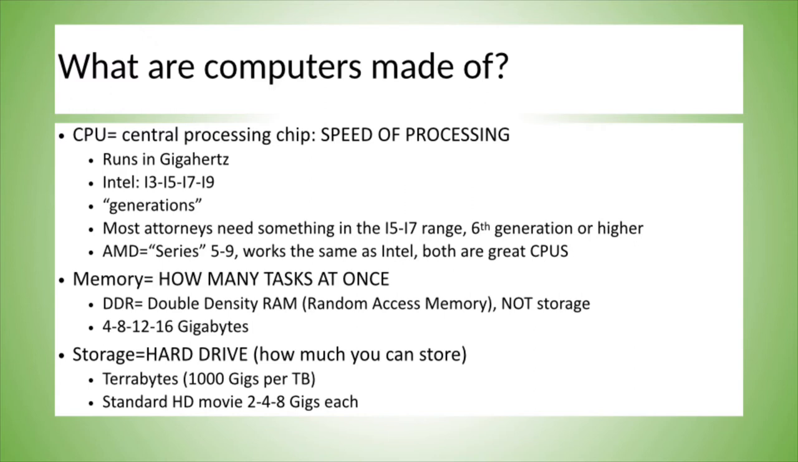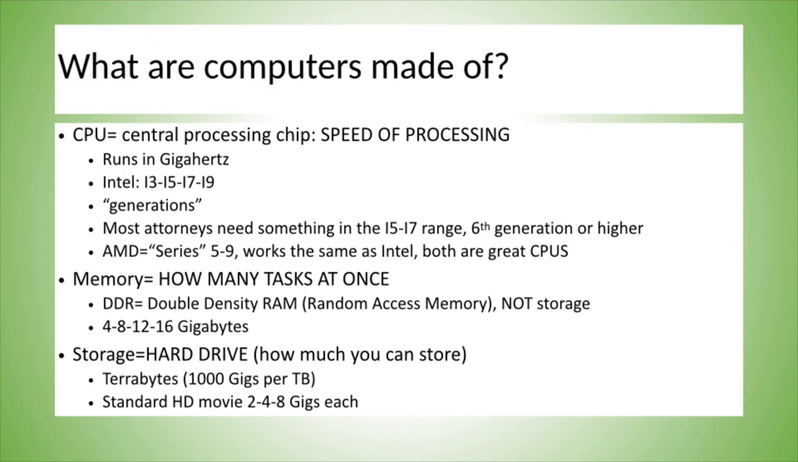And then AMD is the other maker of processors, and they create stuff within what's called a series. They have right now 5 through 9, and it's sort of the same as Intel. They're both great CPUs, so I'm not going to sit here and say that if you have an AMD, you need to get an Intel processor, or if you have an Intel processor, you have to have an AMD. I've had both in the years that I've owned computers, and by and large, I've been happy with all the computers that I buy. So I'm not trying to endorse one maker of CPUs over the other.